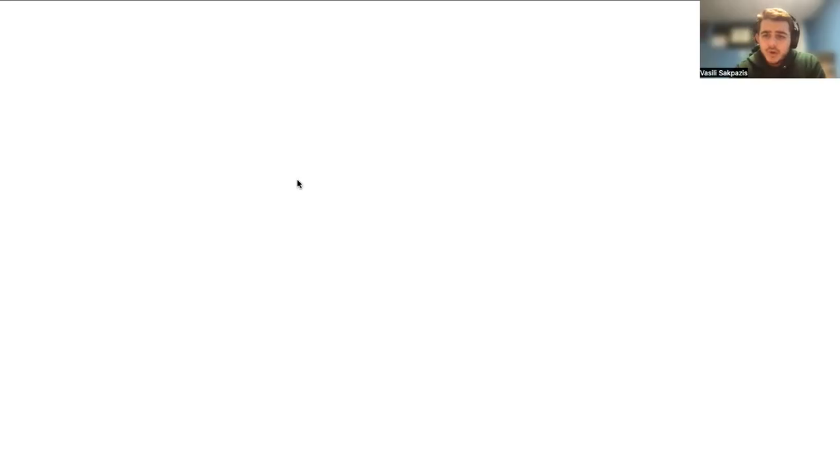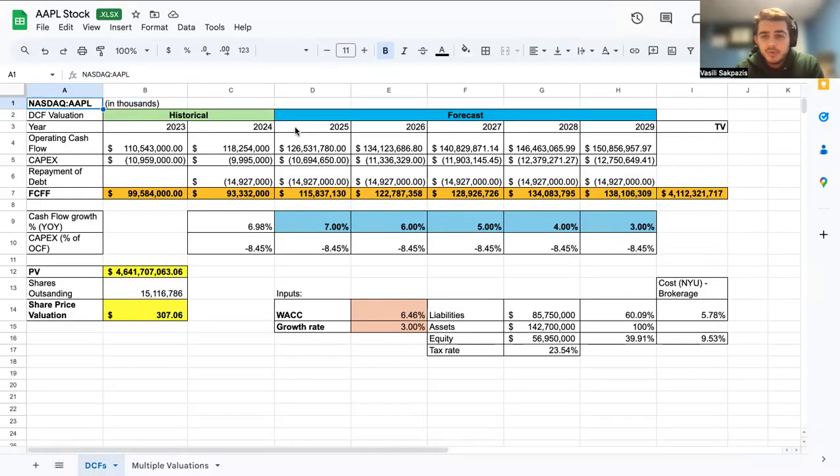So what you guys are going to see over here is going to be an Apple stock valuation. I chose Apple because it's a pretty well known firm, I'd say. It's in the top five in terms of market cap. But with that comes a lot of generalizations and different conclusions that we're going to make. So first and foremost, we have Apple.